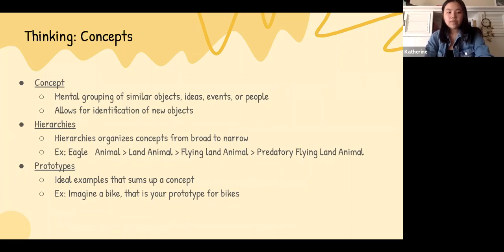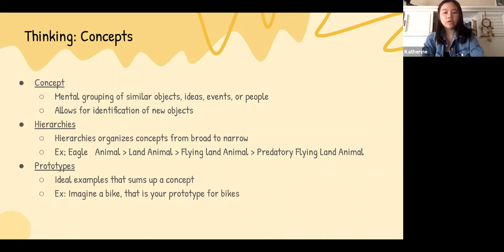Okay, so let's talk about thinking. First of all, we have concepts. Concepts are mental groupings of similar objects, ideas, events, or people. This allows for identification of new objects. And within that, we have hierarchy. Hierarchies organize these concepts from broad to narrow. This is going to help us process things easier and helps us remember things easier.